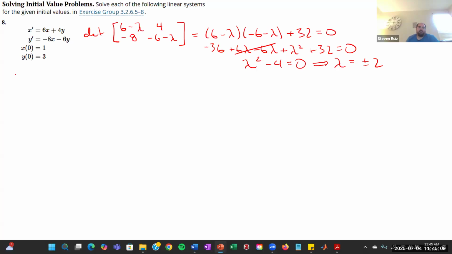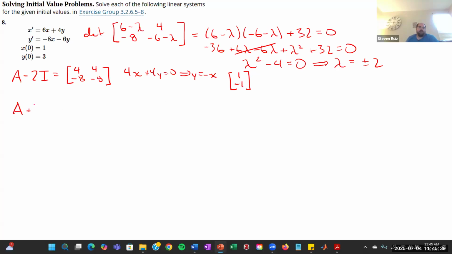So now I want a minus 2I. That will give me 4, 4, -8, -8. So either row is fine. 4x plus 4y equals 0. That implies that y and x are the same magnitude, different signs. So a good eigenvector there is 1, -1.